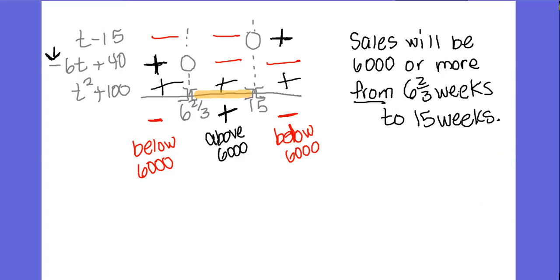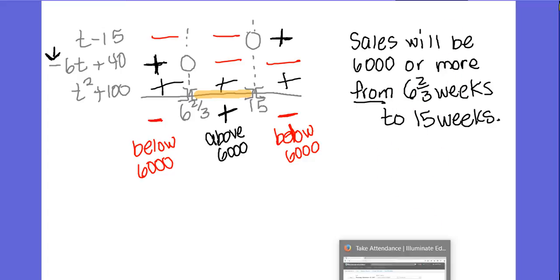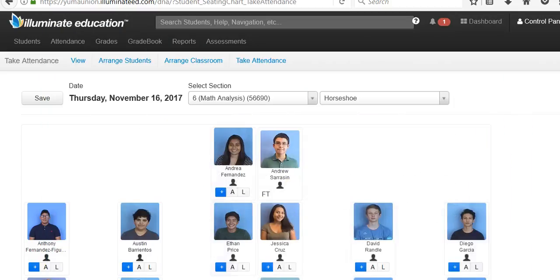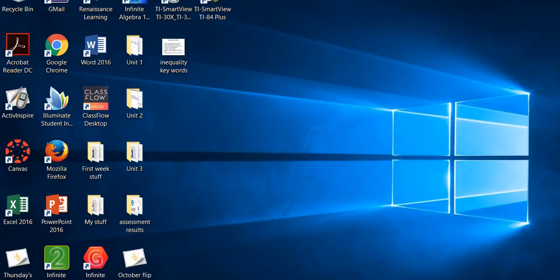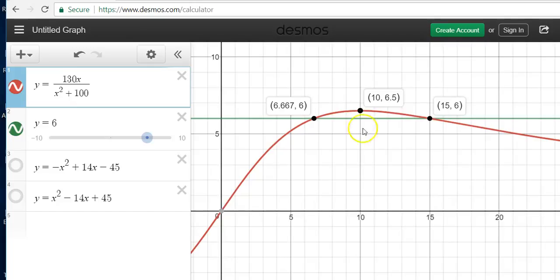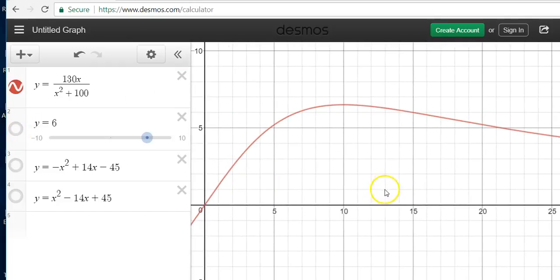Now I want to show you a graph, if you don't mind. I want to show you this graph. So let me see if I can find it here. There's your pictures. You're so cute. Okay, so here I have the graph of this equation. You see I have it highlighted here in red, where my x-axis is representing my time in weeks, and my y-axis is representing my sales in thousands.